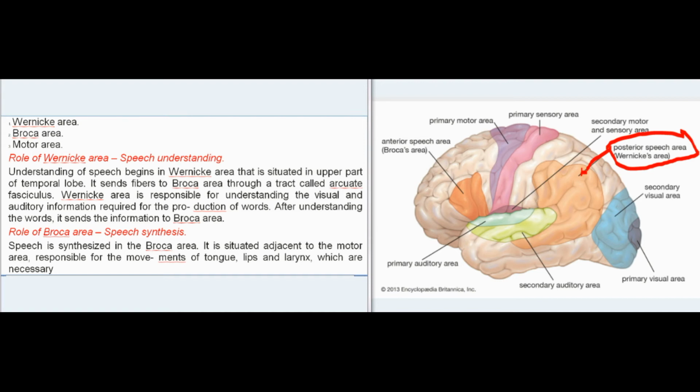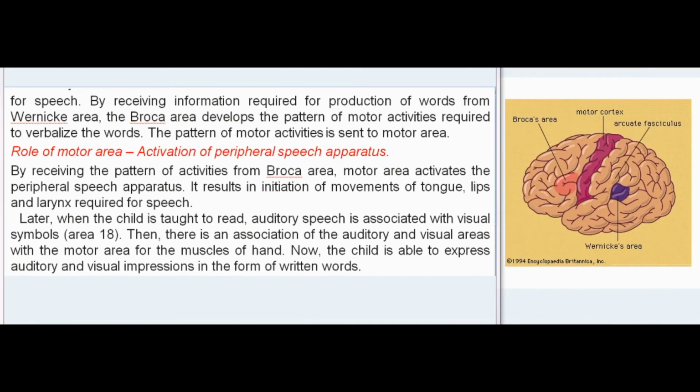It is situated adjacent to the motor area, responsible for the movements of tongue, lips, and larynx, which are necessary for speech. By receiving information required for production of words from Wernicke area, the Broca area develops the pattern of motor activities required to verbalize the words. The pattern of motor activities is sent to motor area. Role of motor area: activation of peripheral speech apparatus.